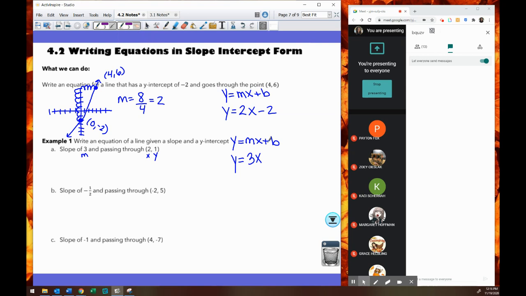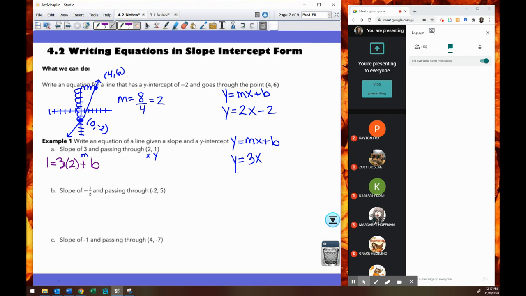again, substitute it into our framework, my y value is 1. So 1 has to equal the slope, which is 3, times the x value, which is 2, plus the y-intercept. But we don't know what the y-intercept is yet, so we leave that as our unknown part. So we're taking everything we know about the line, plugging it into the equation of the line to solve for what we don't know. Because right now, what can I do to start solving that?